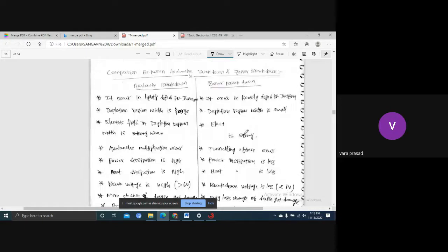Avalanche breakdown and Zener breakdown. Avalanche breakdown occurs in a lightly doped PN junction. Zener breakdown occurs in a heavily doped one. In the lightly doped junction the depletion region width is large, and here it is small. The electric field in the depletion region is weak.